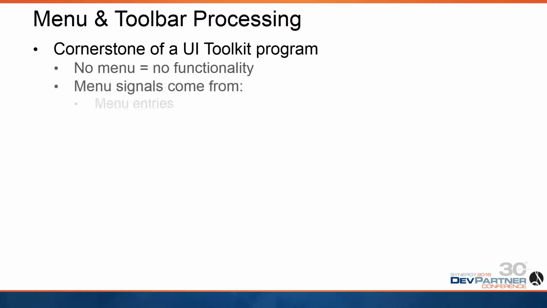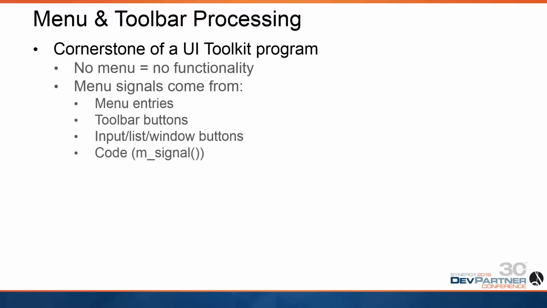So, menu and toolbar processing, they are the cornerstone of a UI Toolkit application. If you don't have a menu bar, your application will not run. It's as simple as that, because everything is derived around menu entries. You can signal them from menu bars, toolbars, from code with msignal, etc. And the name of it represents the function, what you want to do.